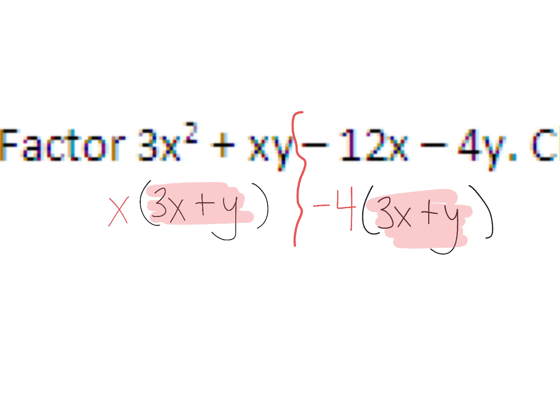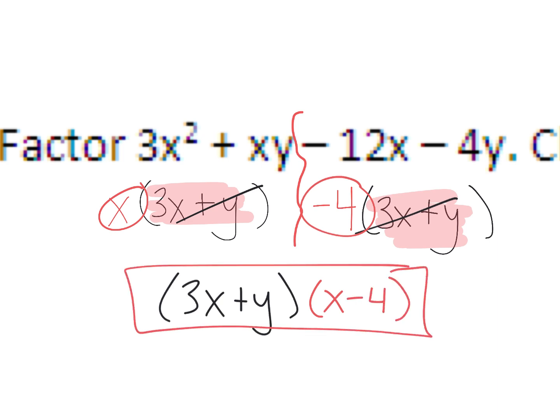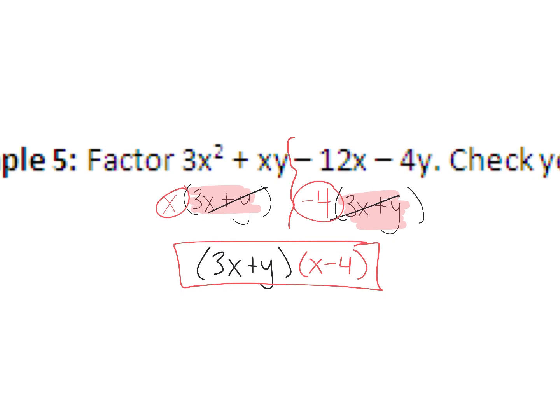So we will just bring down that 3x plus y. And then write down what you have left over there in red. We got an x and a minus 4. And you can check it with FOIL. It does work. Does it matter if you put x minus 4 first? No, it does not. It does not matter the order in which you write your parentheses. So yeah, you just take a second, check that with FOIL.